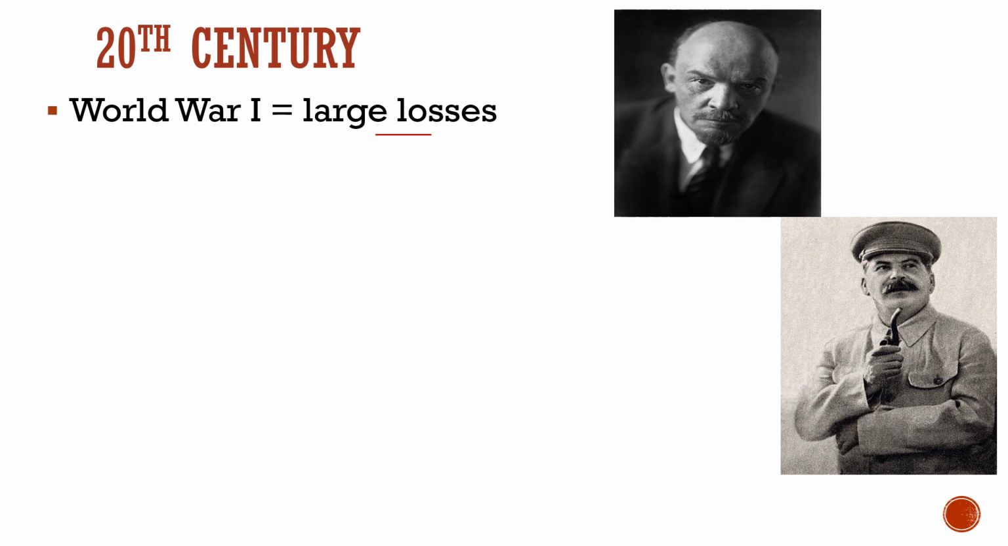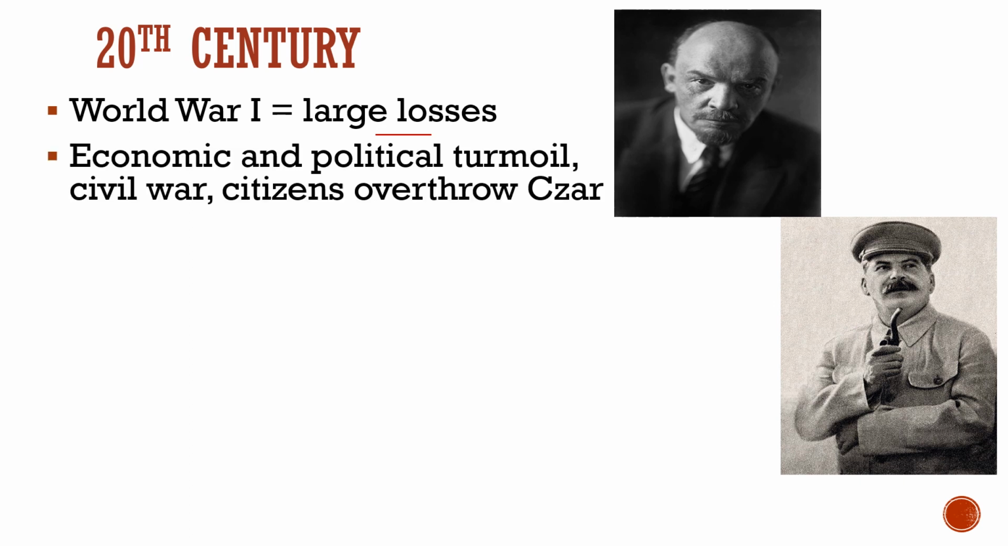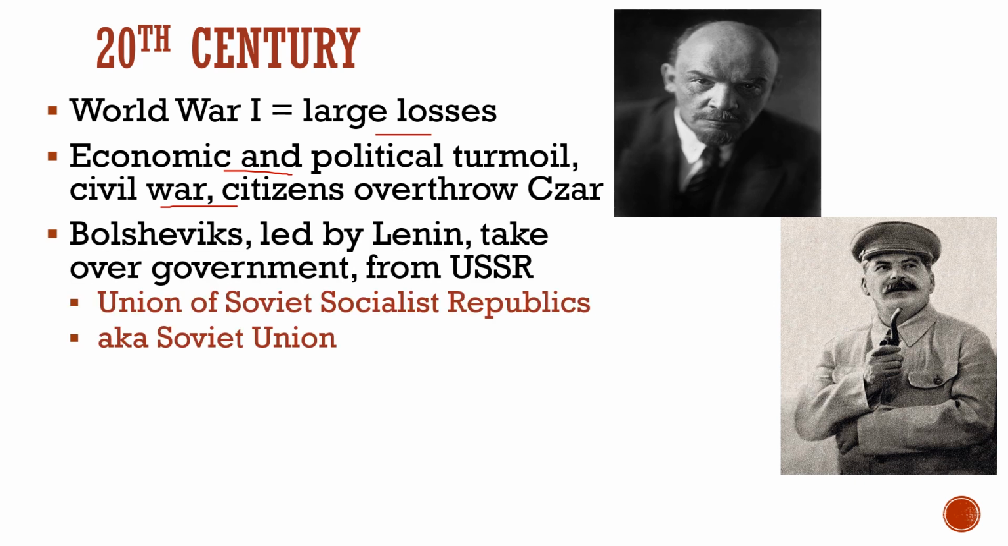Now, moving into the 20th century, World War I led to large losses for Russia that was involved with that. So they lost a lot to their economy due to the loss of World War I. There was economic and political turmoil. There was a lot of civil war, again, due to different beliefs politically, but also the ethnicity. So the citizens actually overthrew the Tsar.